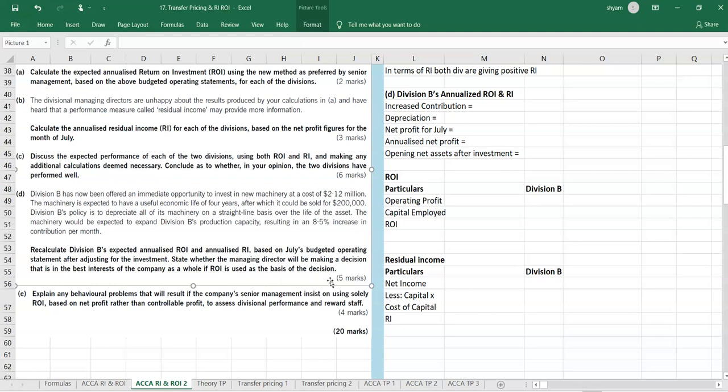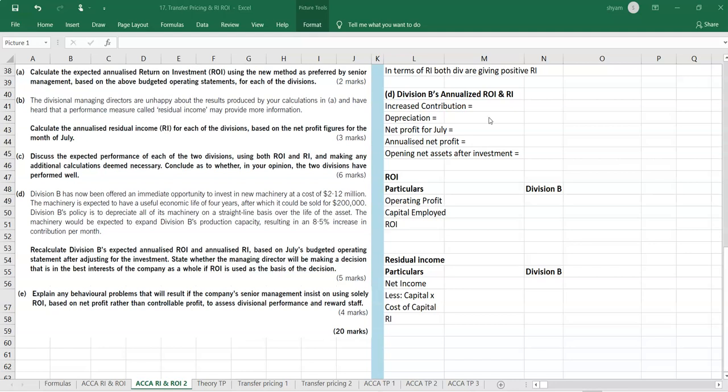So we have to recalculate the entire numbers by adding these numbers also. Whether it is useful to buy this machinery or not, you have to tell based upon both methods, ROI and RI. So both you have to tell. So that's about this sum. So let's start.